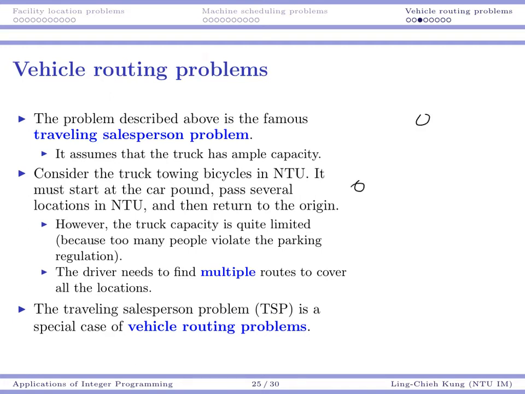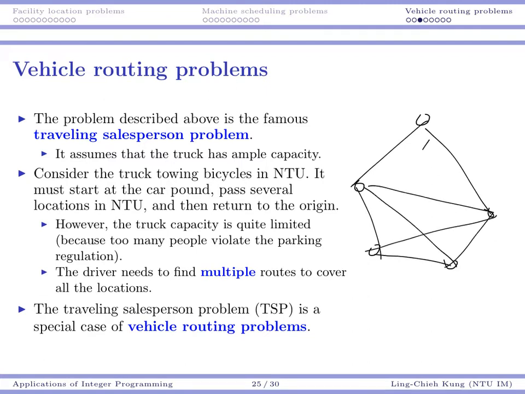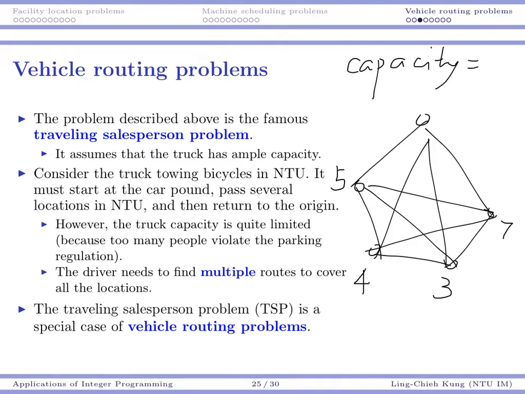Okay, let me try to show you. For example, suppose we still have the same network here, or we still have all those distances. But one possibility is that at each location you will have demand size. Let's say something like this. This is one particular place where you may have 50 bicycles to tow, and here you have 40, and so on and so on. Suppose you only have a capacity which is let's say 10.